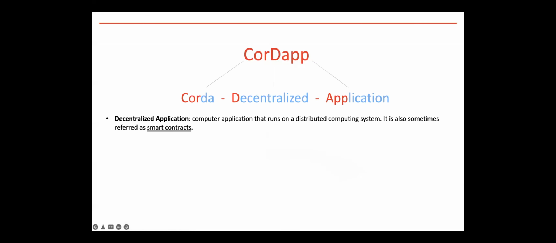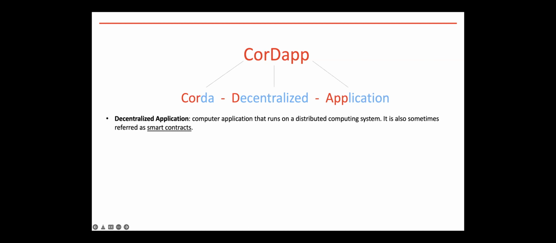So a Corda stands for a Corda decentralized application. It's like the smart contract in the Corda blockchain world. You probably hear the word smart contract like a million times while working with blockchain technologies. But in our platform, we call it Corda, the Corda decentralized app.